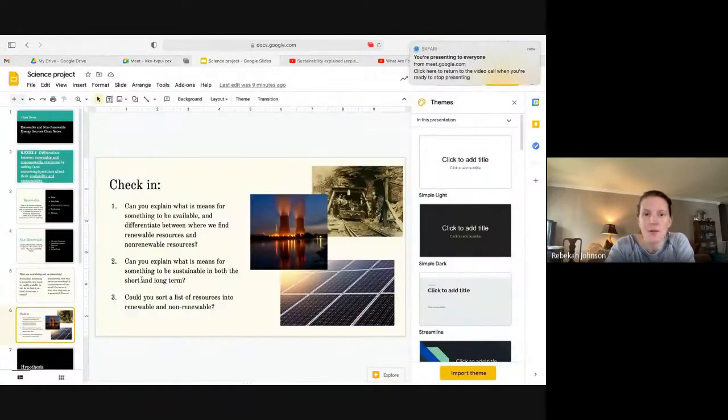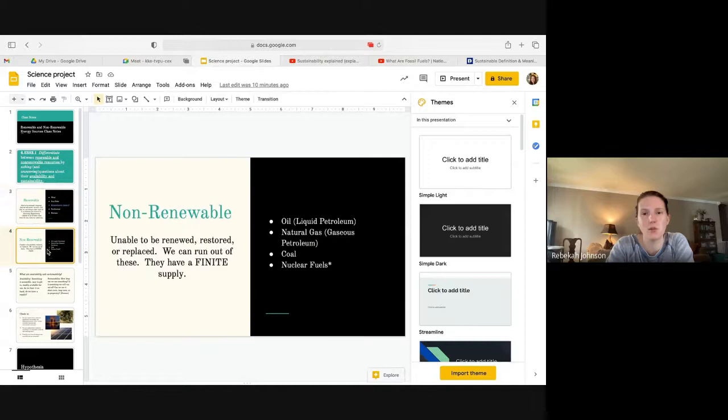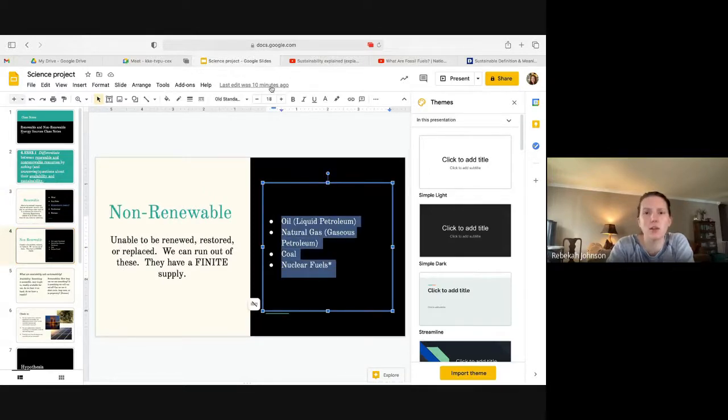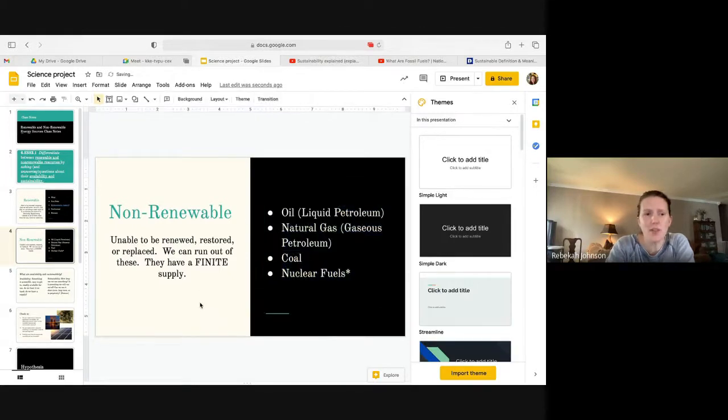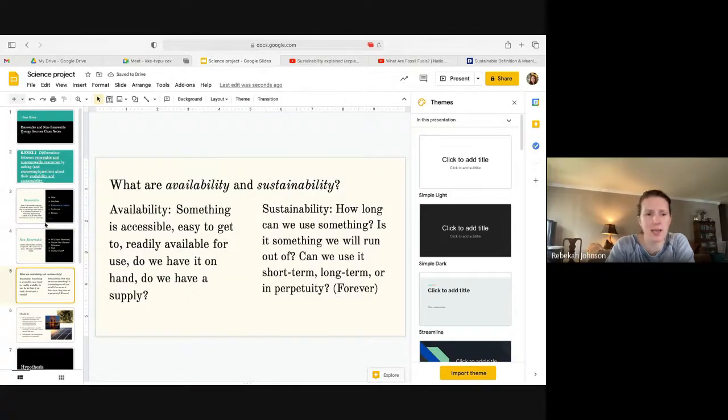Let's make sure. Can we explain what it means for something to be sustainable in both the short and long term? Yeah, if it's sustainable in the short term, we can use it for a little while. Long term, we can keep on using it. And can you sort a list of resources into renewable and non-renewable? Oh, yeah, we totally can. And we did. I'll just make those a little bigger. Okay, so that's going to sum us up for today. That gives us our notes.